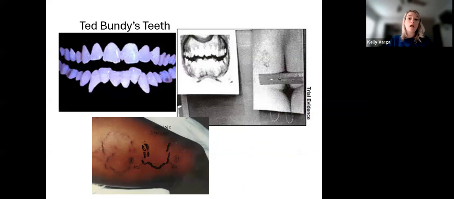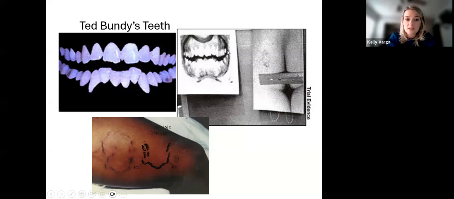Teeth can also tell us a lot. I will just give you one case example. We are going to move into wounds, and we are going to talk about bite marks especially. But teeth have unique patterns, and sometimes people have extremely unique patterns. And in fact, Ted Bundy was one of them. Ted Bundy had a very, very unique bite pattern. This was his teeth here.